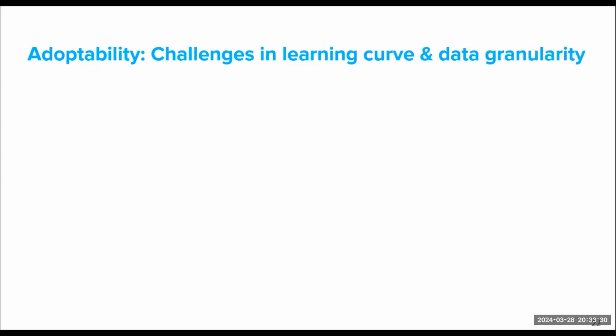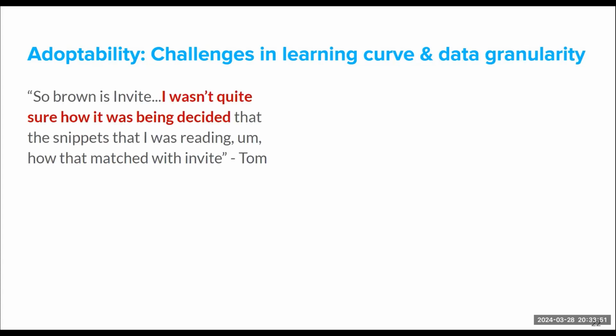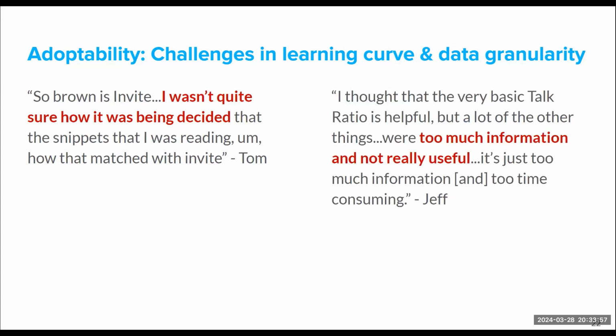There were also some challenges and barriers in using ClassInSight. One was the learning curve, both of the app and, more importantly, how talk codes were categorized and differentiated. Tom says that he wasn't sure how the invite code was being determined and how it might differ from other talk codes. Another barrier was the granularity of data available. ClassInSight gave 3 different granularities that teachers could reflect on, but ultimately, Jeff felt that the talk ratio was the most useful, as the others may have been too overwhelming or too time-consuming for a teacher to sift through.